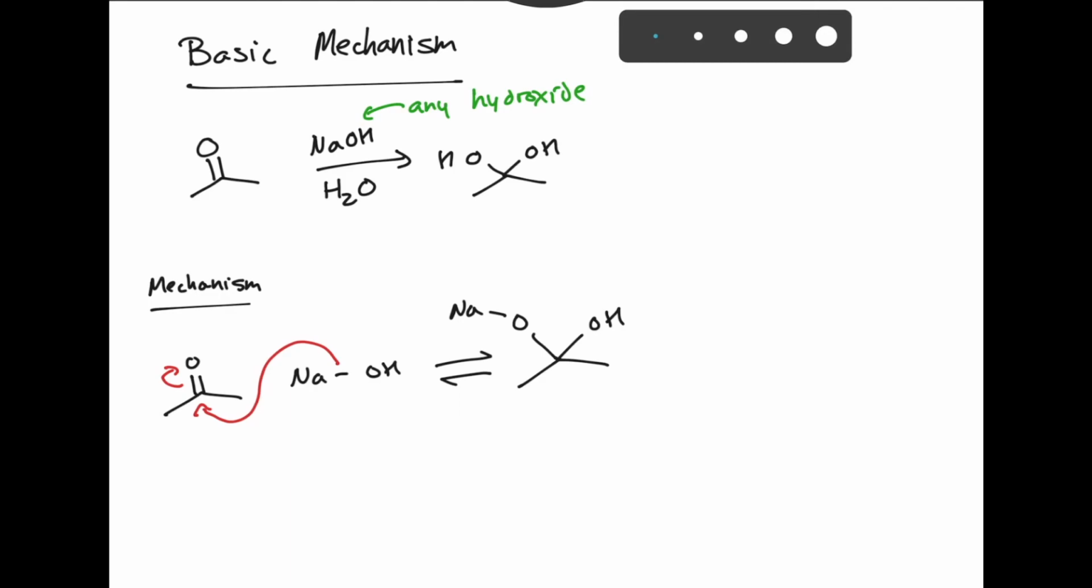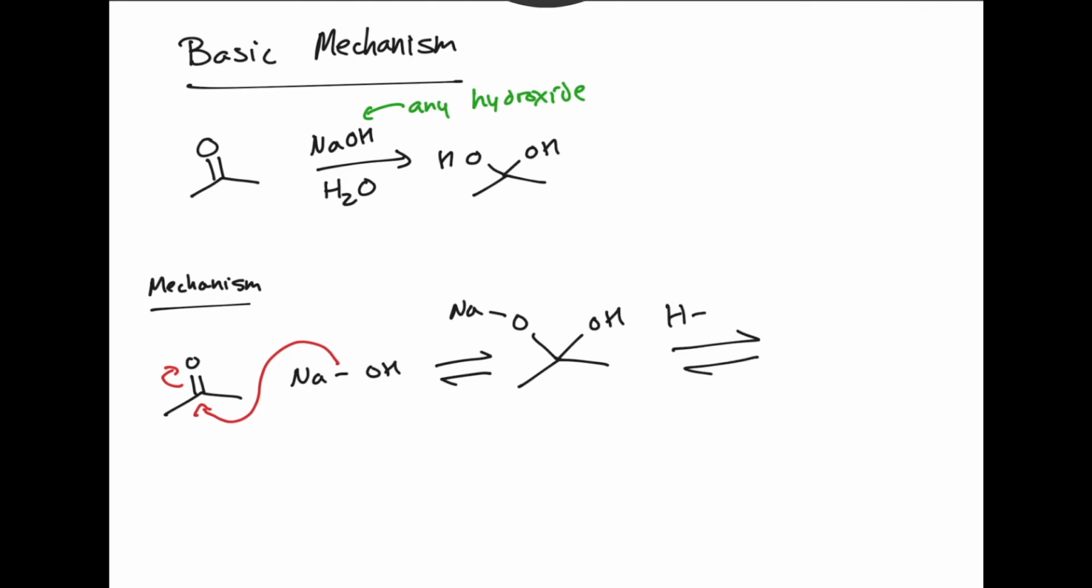Now, just like we did with the cyanohydrin, my O minus is going to grab a proton from water, a proton from the acid that's in solution. It's acting as a solvent. And then regenerate sodium hydroxide. Get our product and regenerate sodium hydroxide.